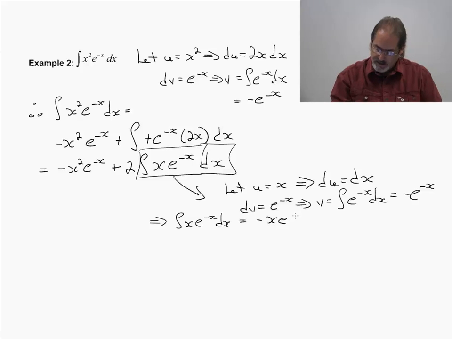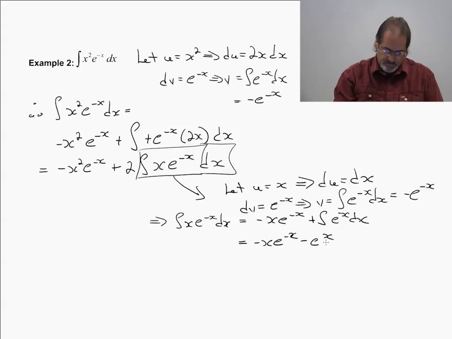Well, I'm going to have a double negative, so it's going to be a positive e to the x dx, which is just a negative x e to the negative x. Oops, I missed my negative there. Minus e to the x. So now I need to put this all back together.